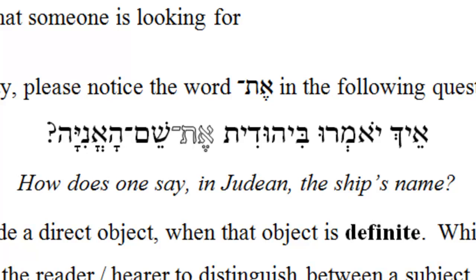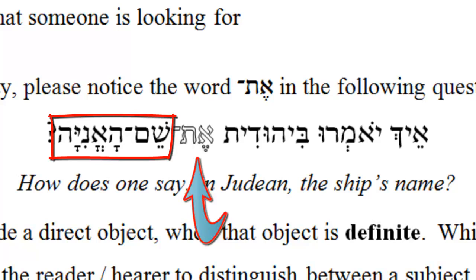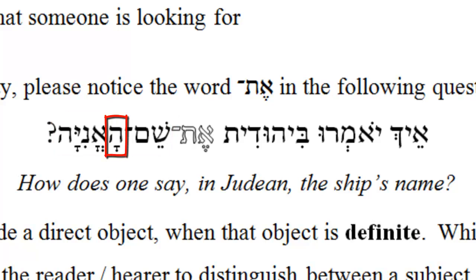This sentence comes from the current Jonah episode, line 5. The word et will signal for us a definite, direct object. It will directly precede that definite, direct object. So in the current sentence, Shem Ho'oniah is a direct object. It is definite because Ho'oniah is definite. Consequently, this definite, direct object can suitably be preceded by the particle et.